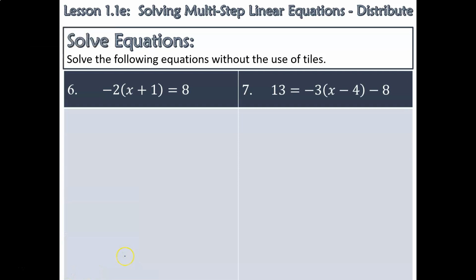Okay, let's start on the bottom of page 31 on your 1.1e notes. We are going to add a step to our to-do list, so find some space to write your to-do list. Now, the first thing we're going to do is distribute. Whenever you see parentheses, you need to distribute.